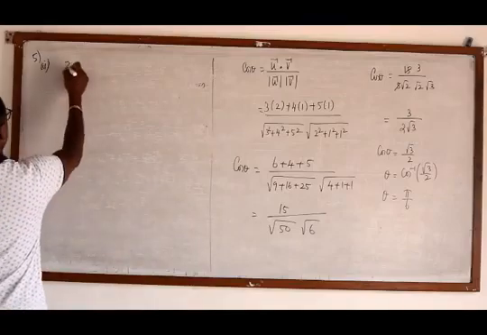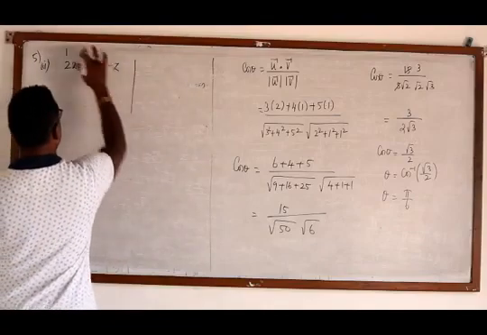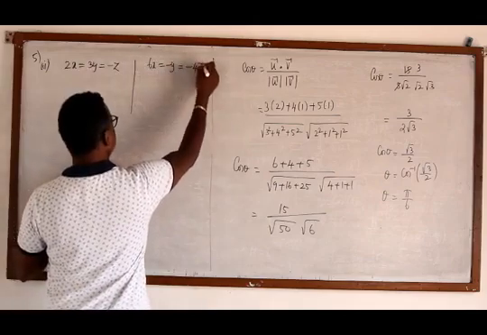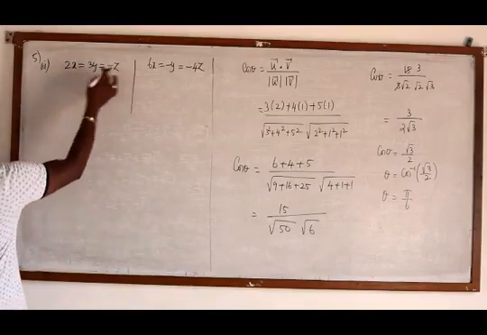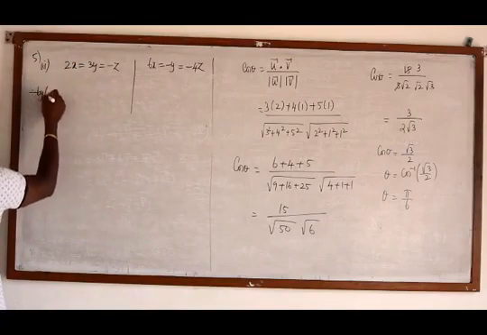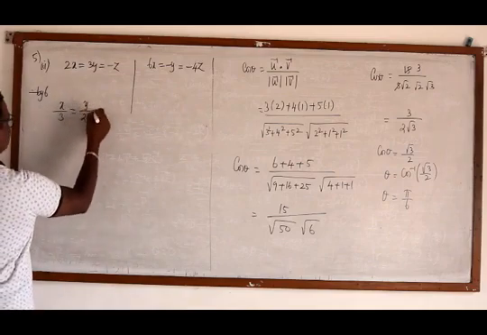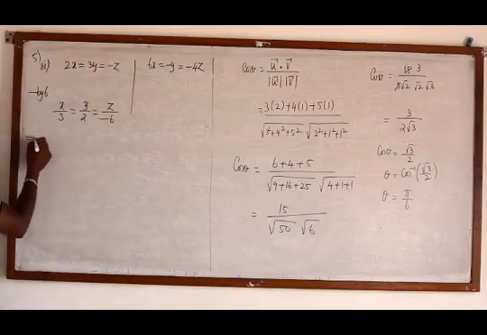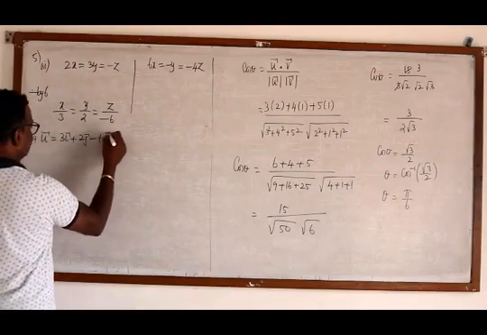The first line is 2x equal to 3y equal to minus z. The second line is 6x equal to minus y equal to minus 4z. I need the numbers in the denominator, so let me take a common LCM. Shall I divide everything by 6? Then this becomes x by 3 equal to y by 2 equal to z by minus 6. In this case the u vector is 3i plus 2j minus 6k.